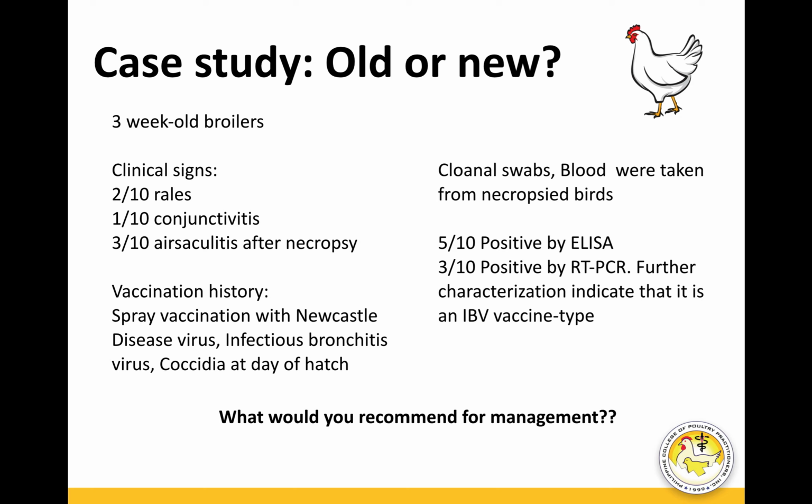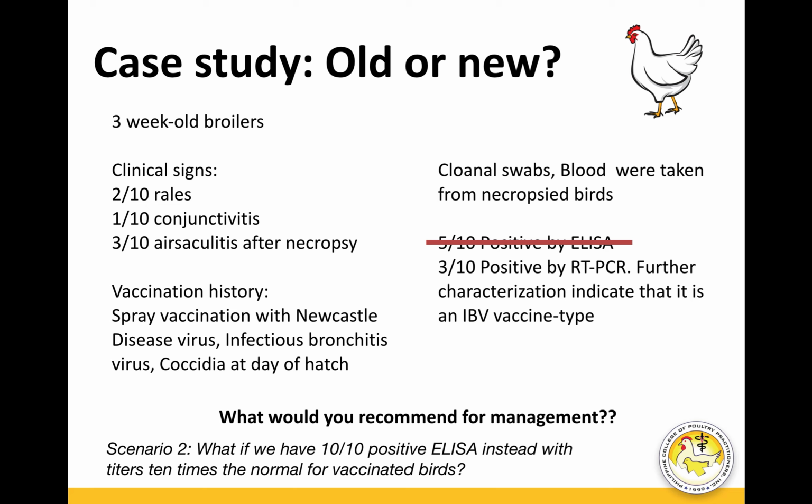I'll give you time to discuss between you and your seat mates. If we have time, there is a second scenario. Here, all the birds that were necropsied were positive for ELISA, and the titers were unusually high, 10 times normal for vaccinated birds. What would you recommend?